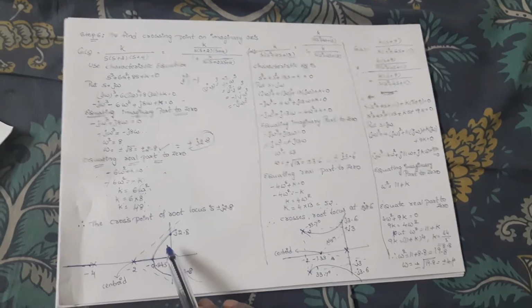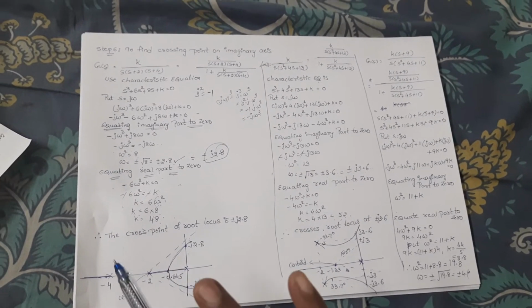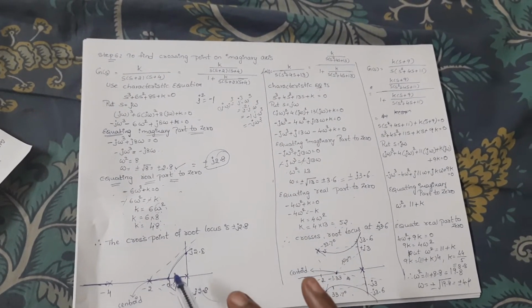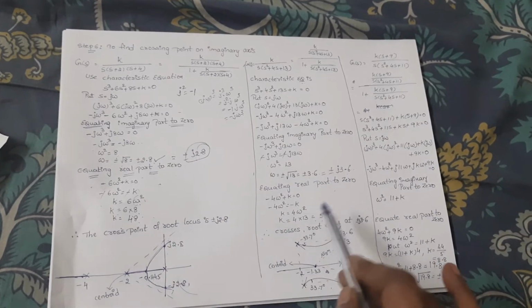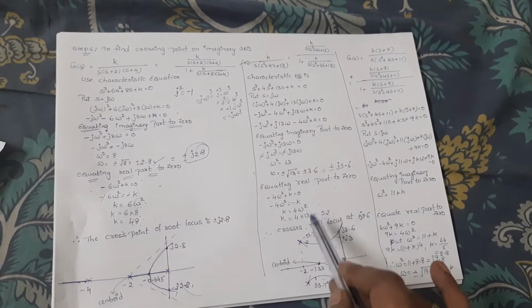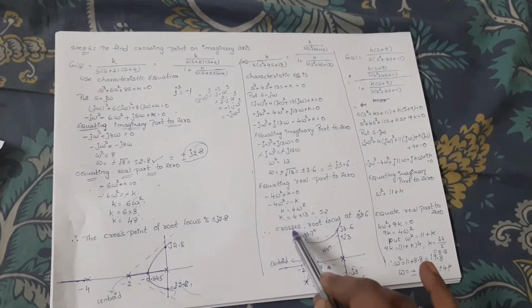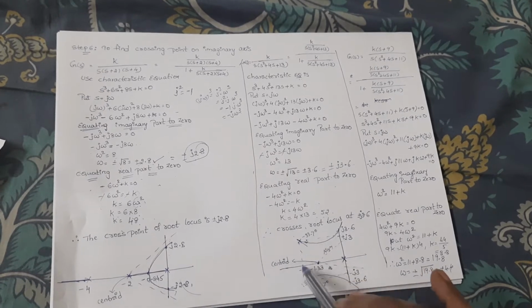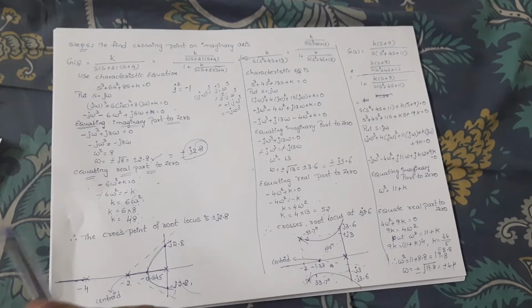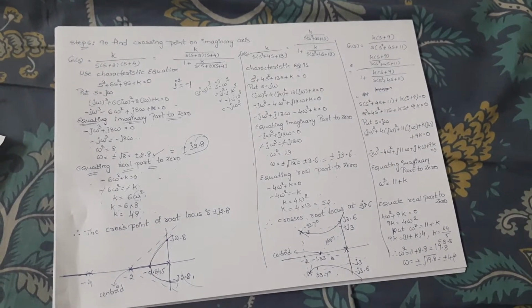Remember, in this problem you don't have angle of arrival, you have only the breakaway point. So from the breakaway point we draw to the imaginary axis, and in this problem we have the angles of departure, as there are complex conjugate poles. From these complex conjugate poles, we already calculated the angle of departure in the previous video.